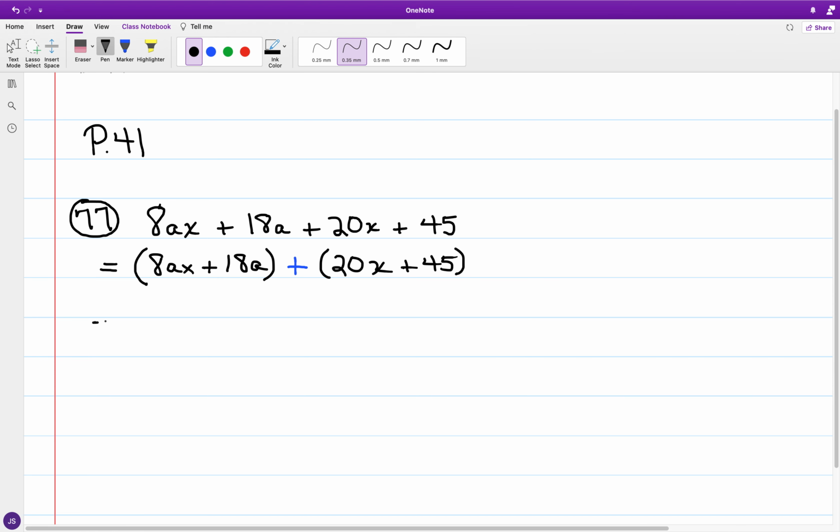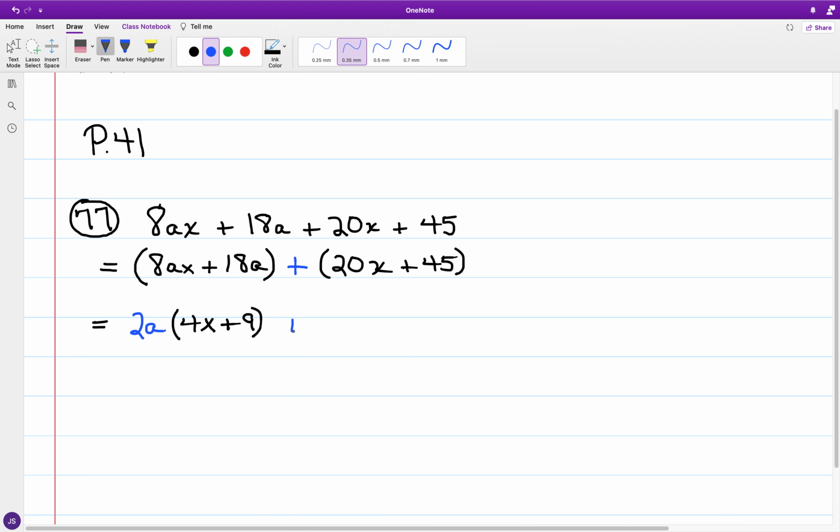And in the next stage, we're looking at drawing out the greatest common factor. For the first two terms, both of these contain the letter A, and along with A, we have the highest coefficient that will go into both 8 and 18, which is going to be 2. Thus, the greatest common factor is going to be 2a. So we have 2a into 8ax, which will be 4x. And 2a into 18a is going to be 9.